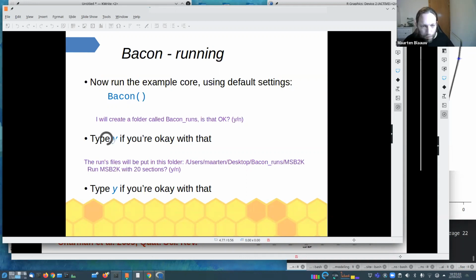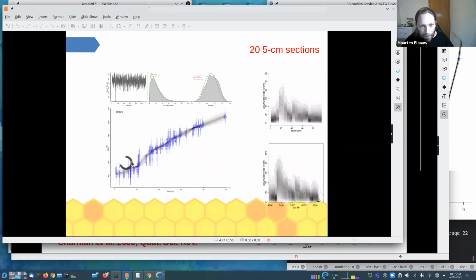So in my case, for example, when I was working on my Mac, it was put in Users, Martin, Desktop, and then there's this umbrella folder, Bacon_runs, and within that folder there will be more folders for the different cores. The default core here is MSB2K, and that's the core that comes with Bacon. And it then asks, shall we run it with 20 sections? And you say yes if you agree to that. And if you do that, you end up with a model like this.